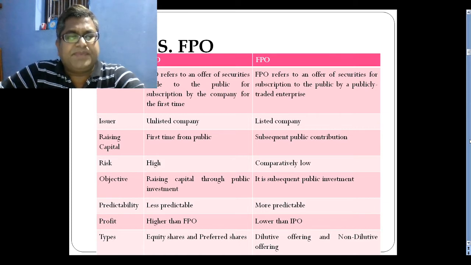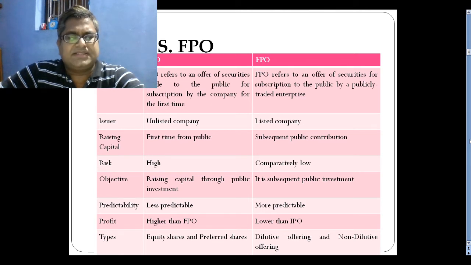Another basis is predictability. An IPO is less predictable. You cannot predict whether a particular share will sustain in the market for a longer period of time, but in an FPO it may sustain because an existing company is familiar with capital market and stock exchange operations. So predictability is higher in an FPO and lower in an IPO.